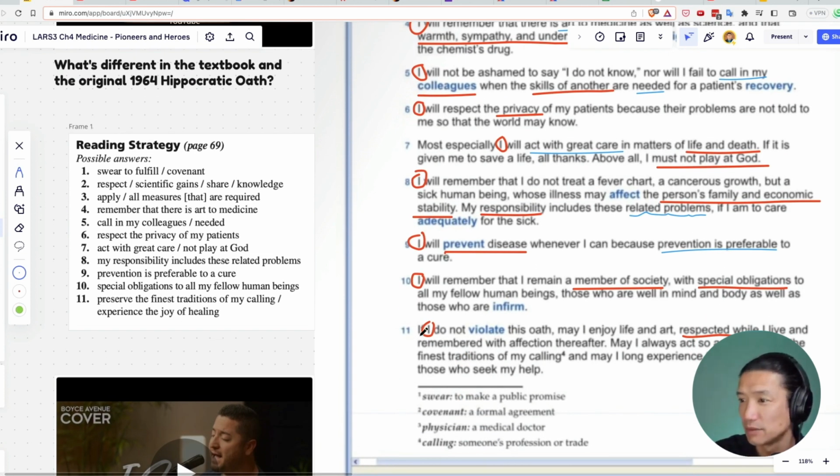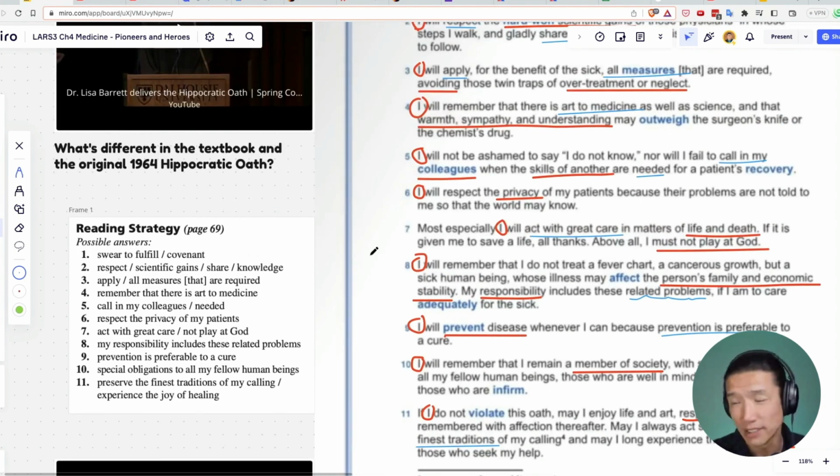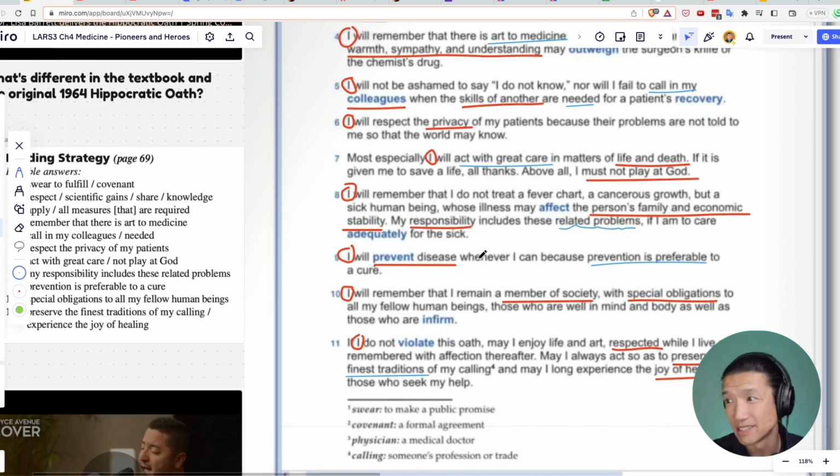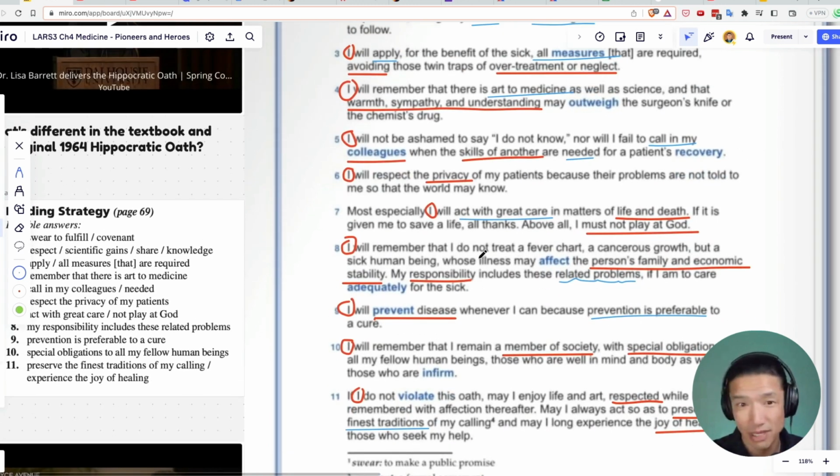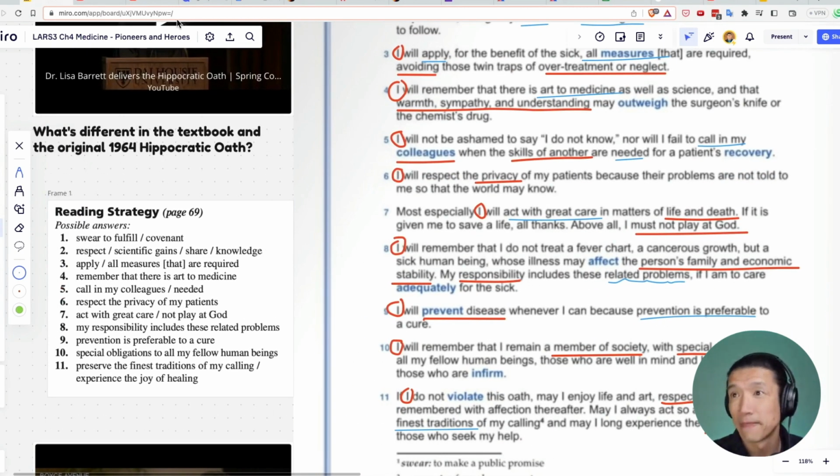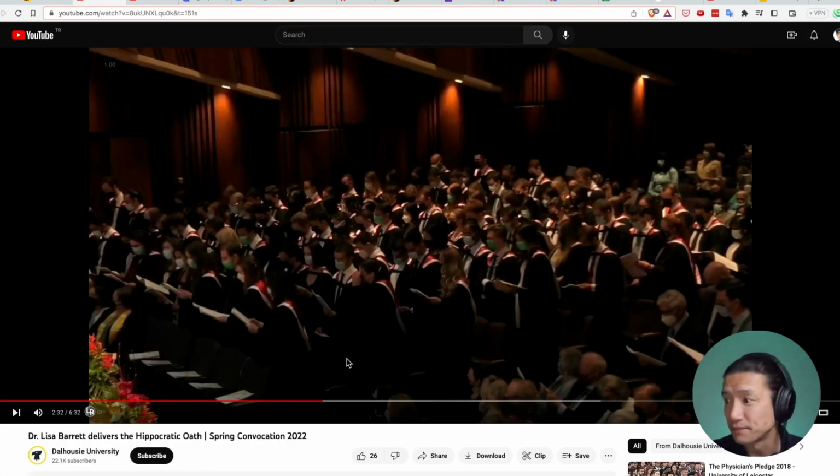If I do not violate this oath, what does it say? Preserve the finest traditions. Yeah, preserve. Experience the joy of healing. Little phrases, things that kind of summarize. Some of these are difficult. So we kind of read through it. You looked through it. You maybe did this at home. Let's listen to this.